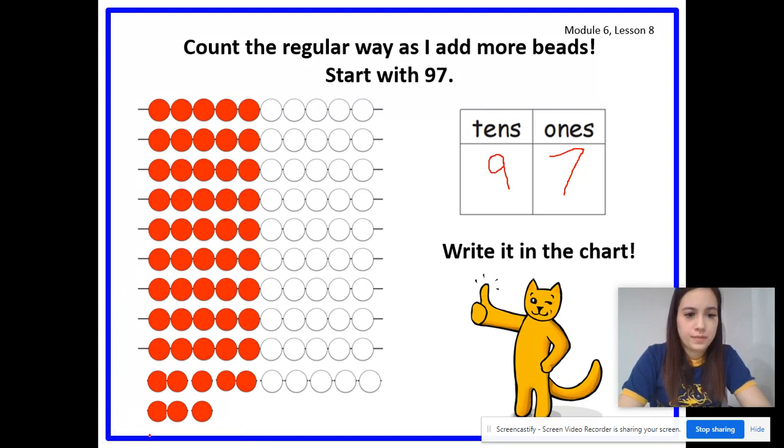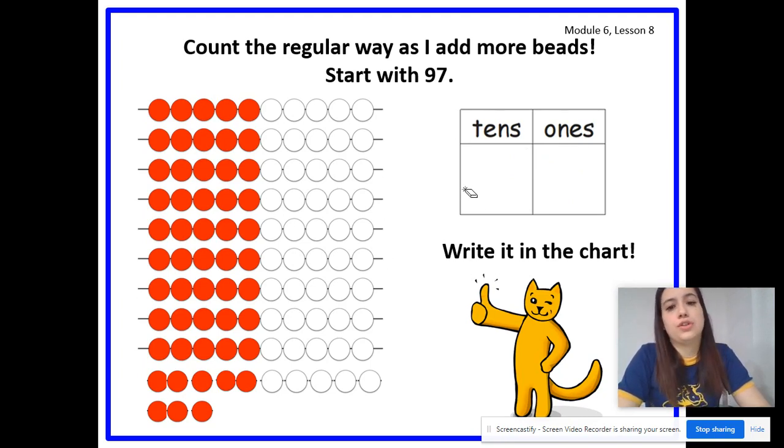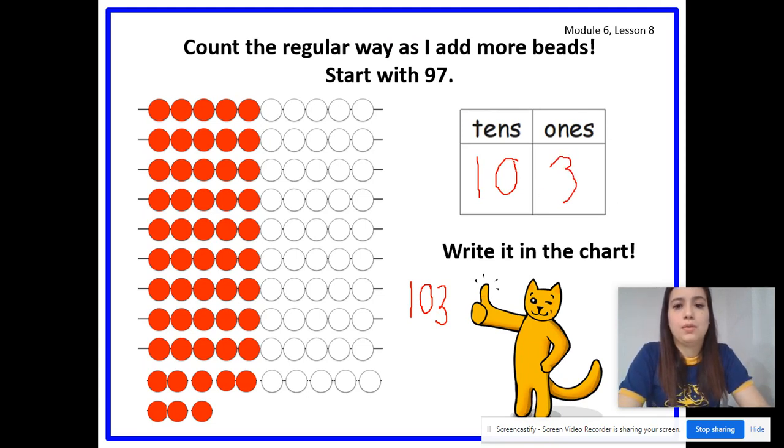So now I need to erase my, oh, my eraser doesn't want to work. There we go. So I need to erase my chart and we're going to fill in the new chart with the new number. So we have 103, boys and girls. How many tens are in 103? How many tens? Yes, 10 tens. And how many ones, boys and girls? Yes, 3 ones.